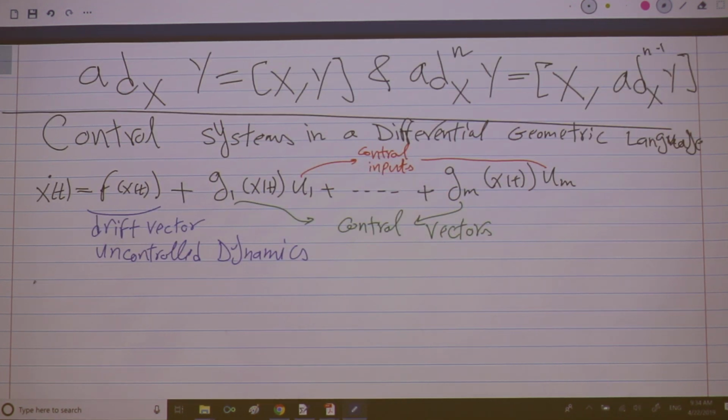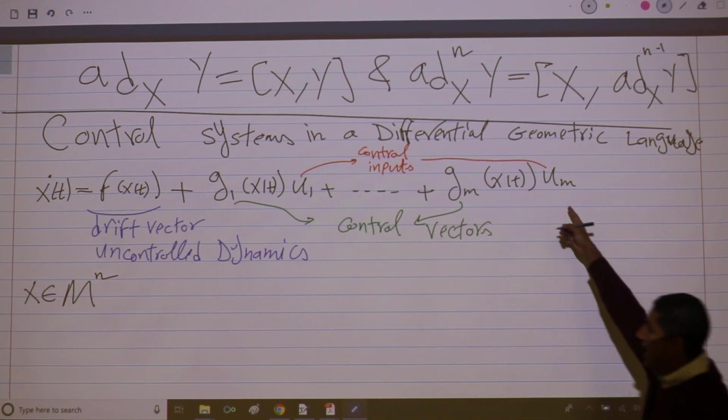Typically, X lives in some space, and as you can expect, we'll give it the structure of a manifold here. Typically, in control theory, this is Rn, but actually, we can generalize almost all the results to manifolds without losing anything. So almost all of the results in control theory that you are aware of that are applicable in Rn, they are also applicable to manifolds. So X lives in some space, n-dimensional. Usually we don't have n controls to control n states. We have fewer controls, m, so typically m less than n.